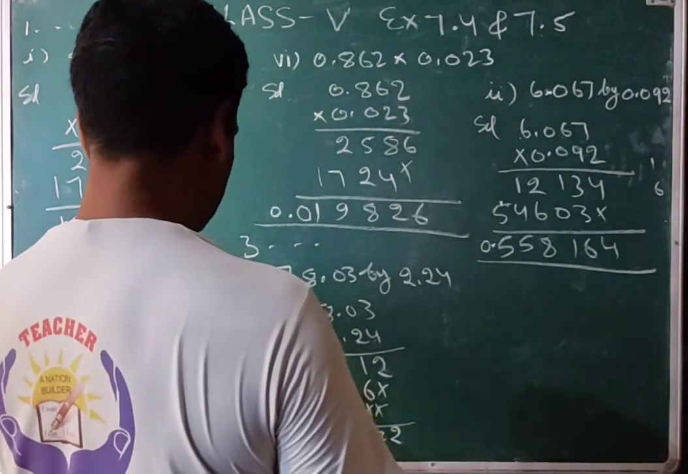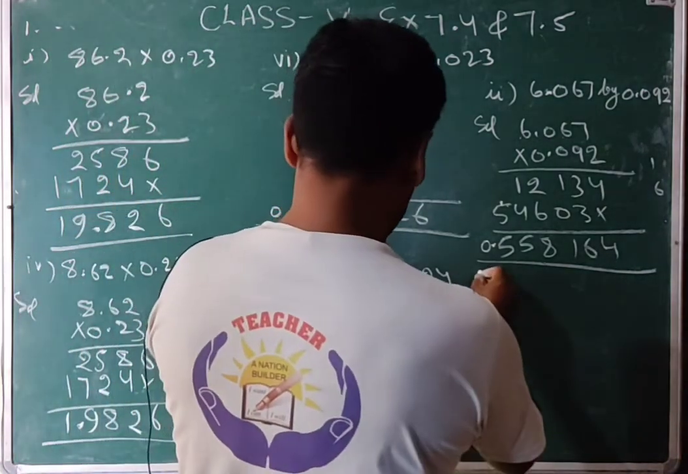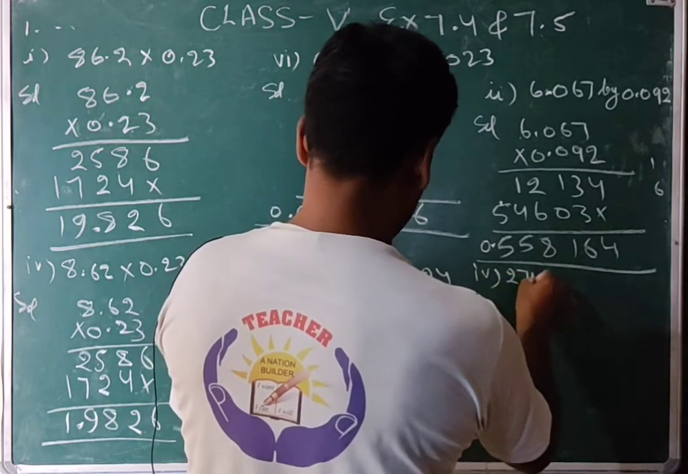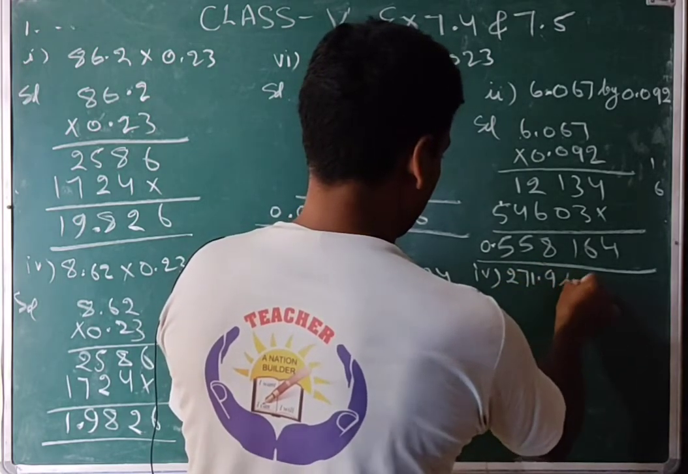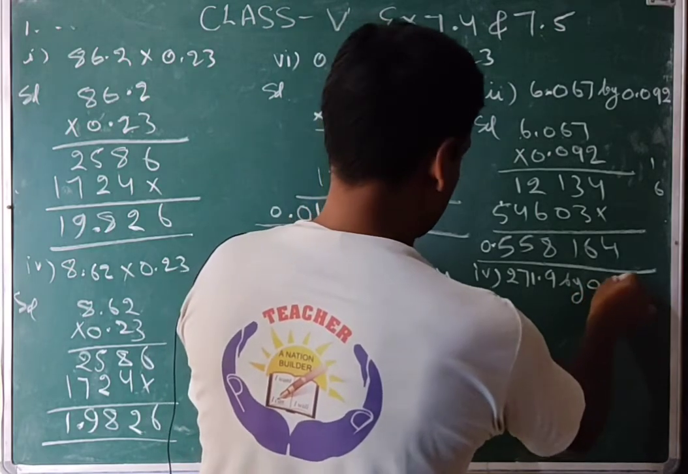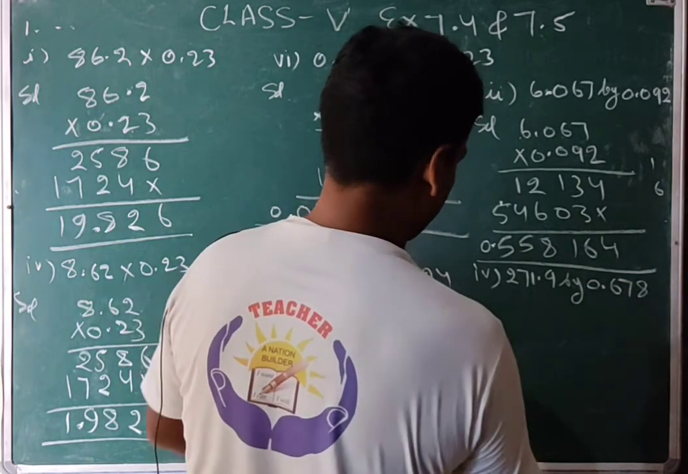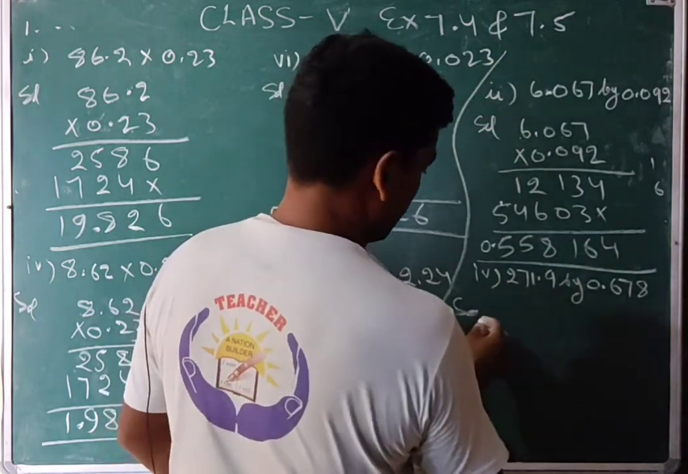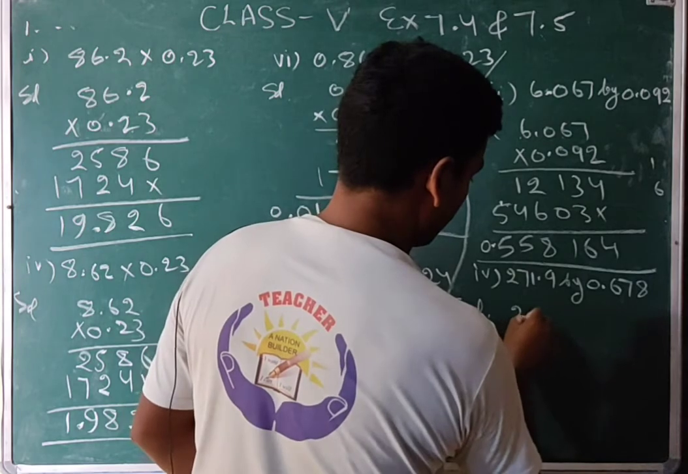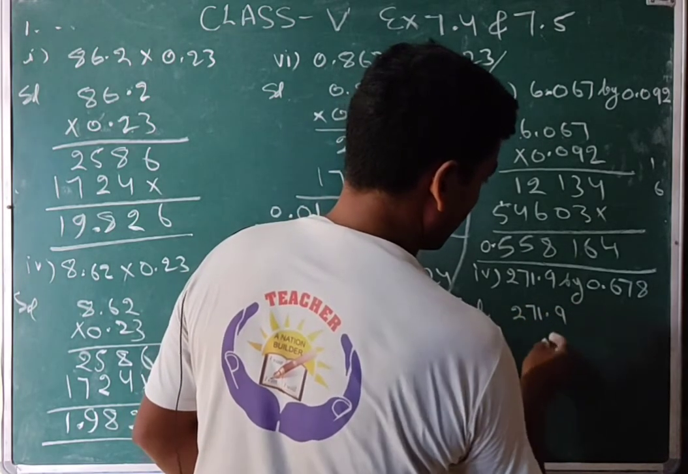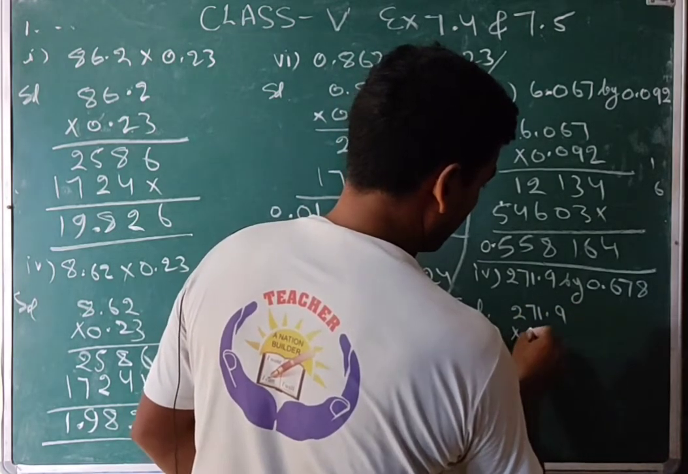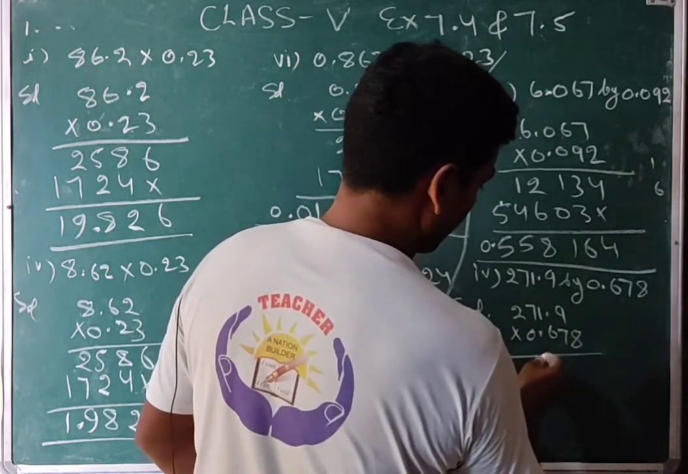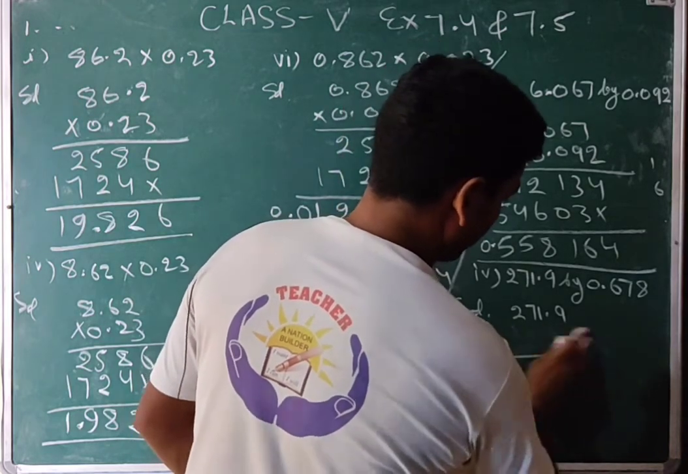And then the last part also we can see, the fourth part: 271.9 by 0.678. Solution: 271.9 multiply by 0.678. We will write in the vertical form.